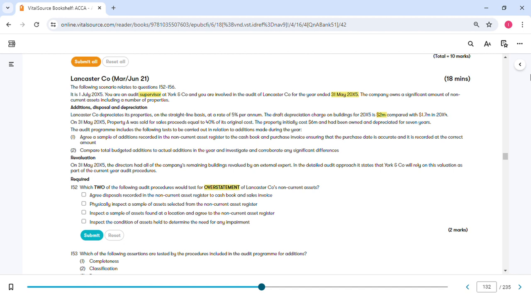What they are asking, which two of the following audit procedures will test overstatement of the non-current assets? First give your answer, then I will, if right, go with that. If it is wrong, then I will give explanation for that.